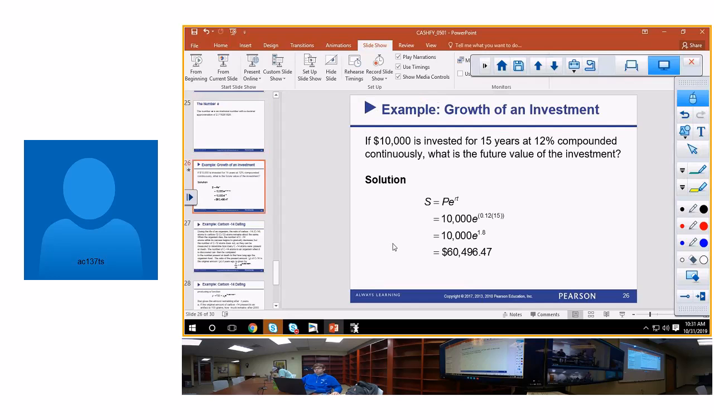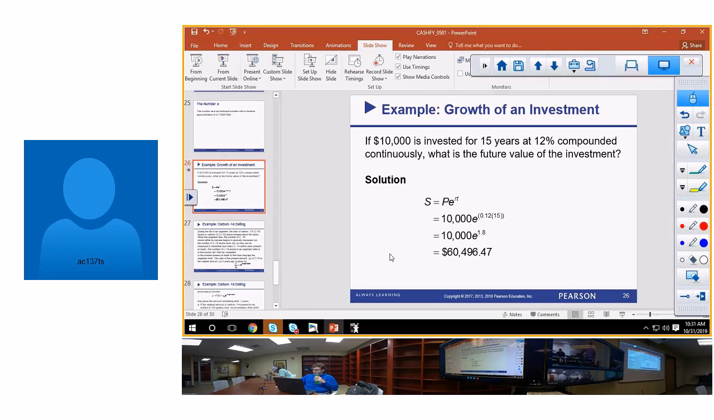This is growth. Whenever you see growth, you're going to have E in there. E is also for continuous interest. Write down E is equal to growth. E is equal to continuous interest. Whenever you see the word E, you're going to have continuous growth.